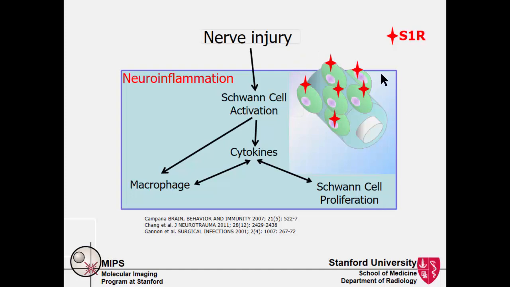Well, with respect to pain, we understand, and it's published, that there is an upregulation of sigma-1 receptors because of Schwann cell activation due to nerve injury.